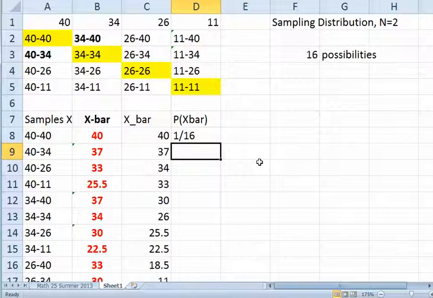Anyway, so what about 37? Well, we know that there were 2 ways that was going to occur, because you could pair 40 and 34, and then 34 and 40, which were unique. And then let me just fill out the rest of these.